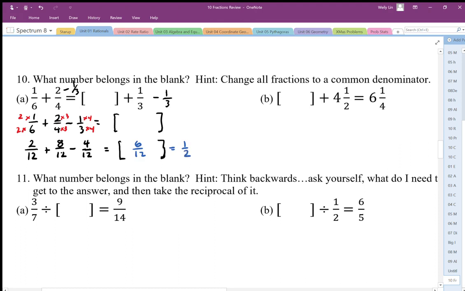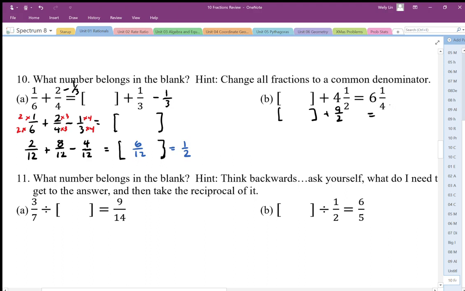So I'm going to do the same thing here. I'm going to first of all make this into an improper fraction, because improper fractions are going to be much easier to work with. So this is going to be 9 over 2. And this is 25 over 4. And I'm going to do the same thing. I need to get rid of that. I need to undo that plus 9 over 2.